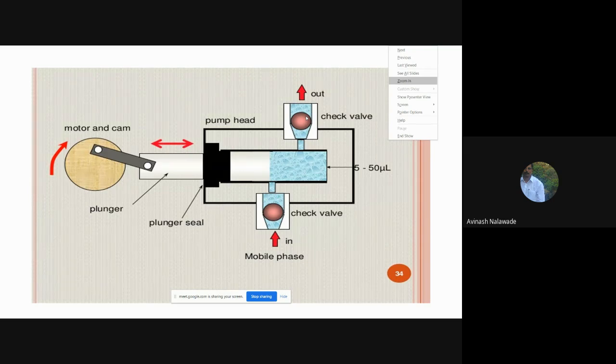Okay, so this is about how the reciprocating pump works.